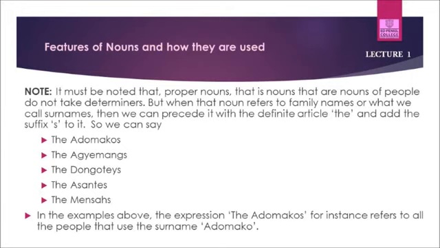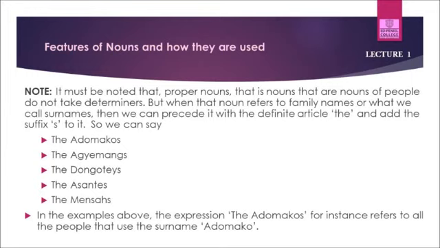Then we have the Dongotis, D-O-N-G-O-T-E-Y-S. The S is not an apostrophe, it is just a suffix we are attaching to it. So take note. When you are writing, you are permitted to bring the definite article before a surname to refer to the people in that family.